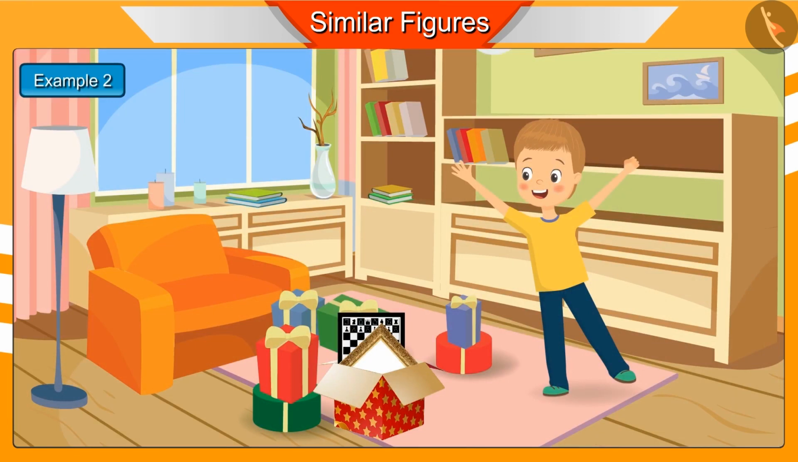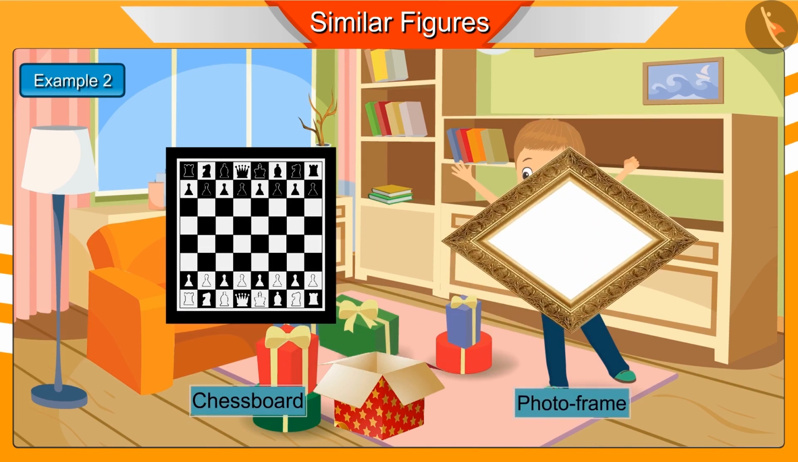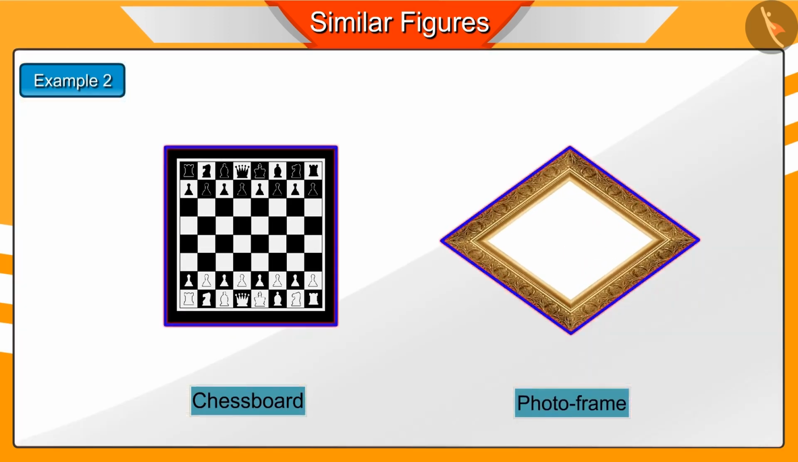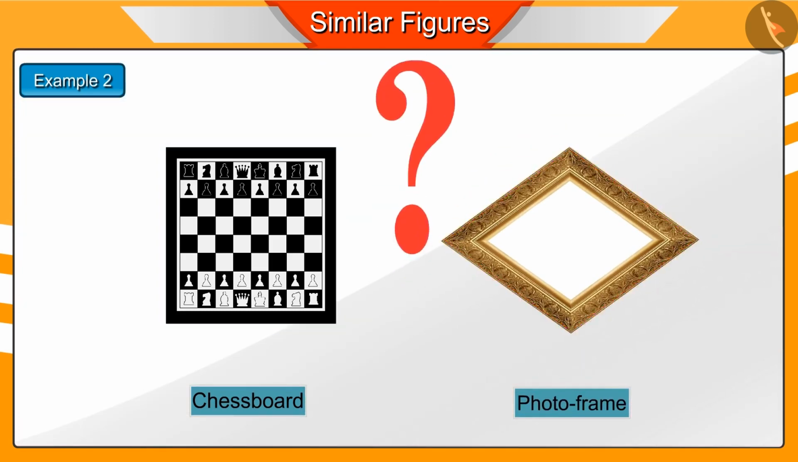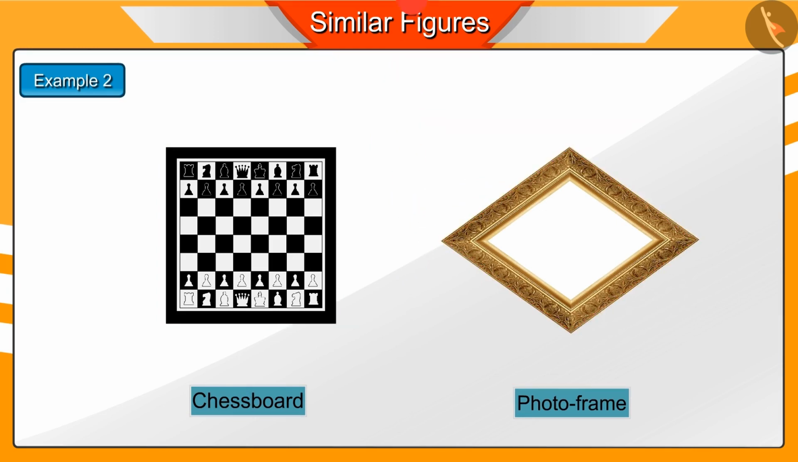Come on, let's look at one more example. Deepak was looking at gifts received on his birthday. In these, he got a chessboard and a photo frame. Which figure can you see on the screen? Can you tell whether they are similar or not? He puts them on paper and draws their figure.